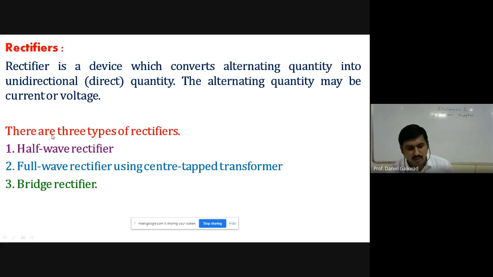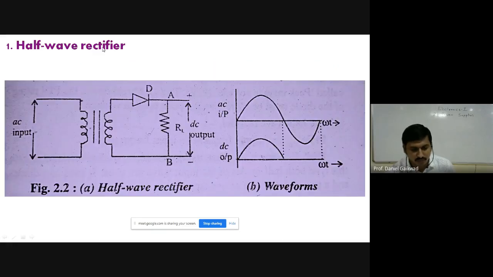Okay, now we have three basic types of rectifiers. Number first is the half wave rectifier. Number second, full wave rectifier using center tap transformer. Then third, bridge rectifier. Okay, so now check carefully. We begin with the first type, that is called half wave rectifier. Now check carefully what we have, the diagram and corresponding waveform here. Check carefully the first diagram, that is figure 2.2, which is the diagram of the half wave rectifier.